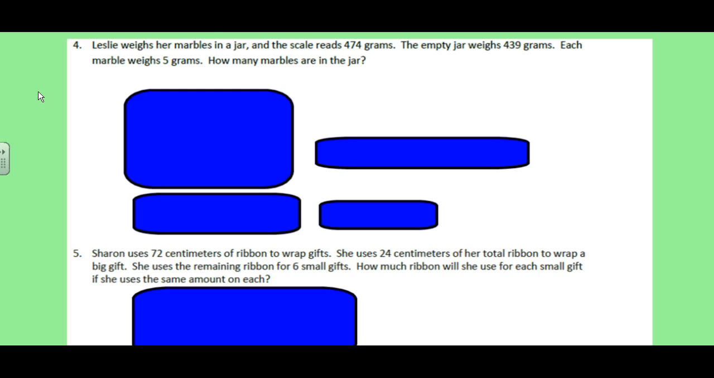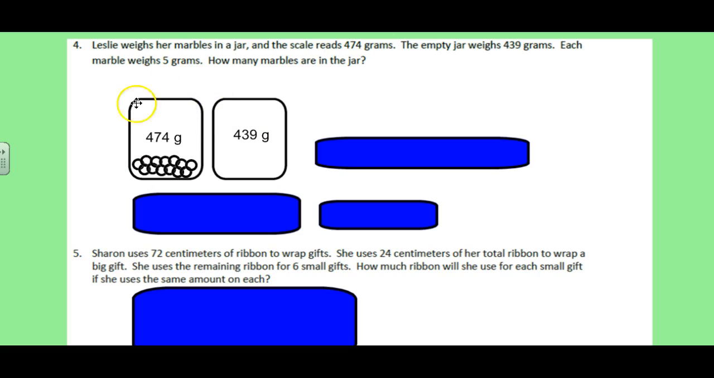So I want you to draw 2 pictures. I want you to draw a picture of the jar with the marbles, and then I want you to draw a picture of the jar without marbles, and I want you to label those jars how much they weigh. So one's going to be 474 grams and one's going to be 439 grams. I want you to push pause to draw that and push play when you're ready.